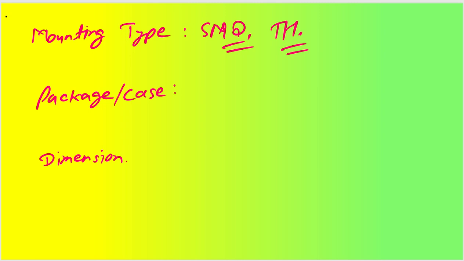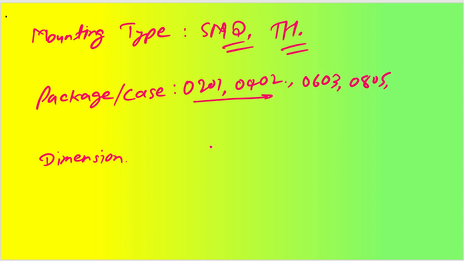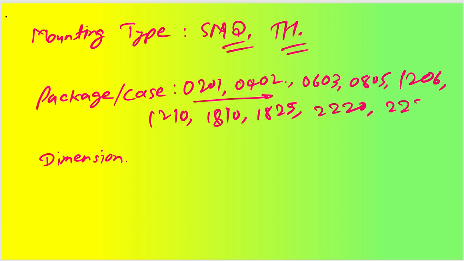The most important part comes up here. How do you select your packages? What are the different criteria for selecting the package? So you can go ahead with as low as 0201 package or 0402 package. As you go to the right side, the package size is going to increase, okay. So the packages available are 0201, 0402, 0603, then 0805, then 1206, then 1210, okay, then 1810, then 1825, then 2220, then 2225.